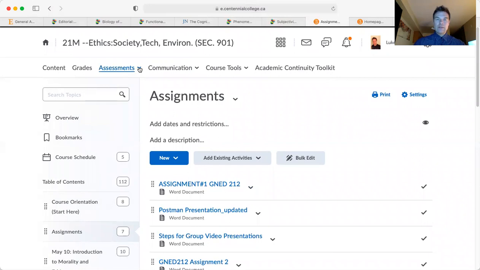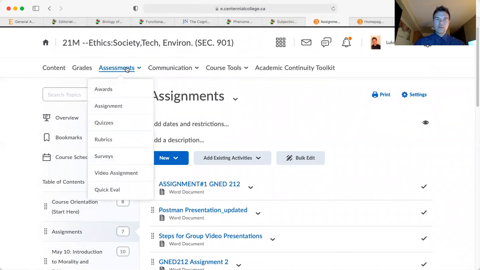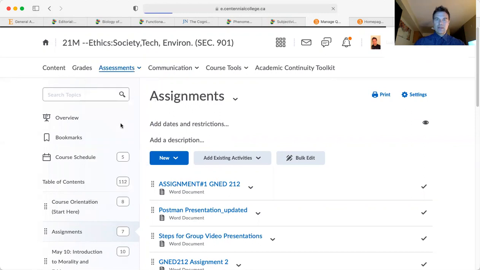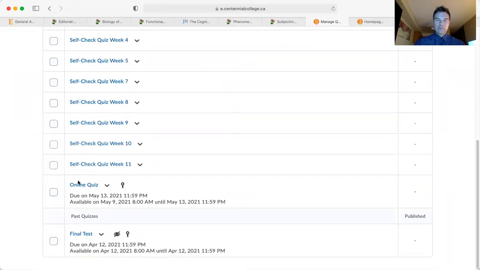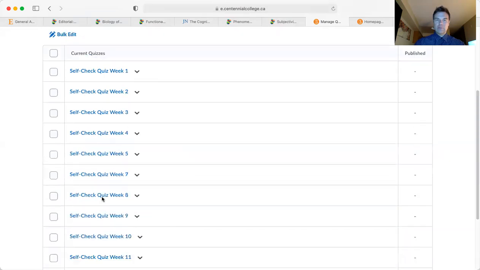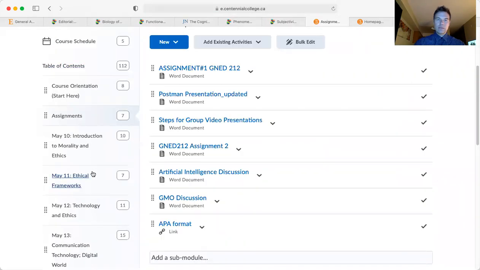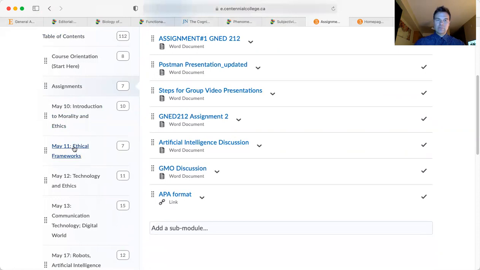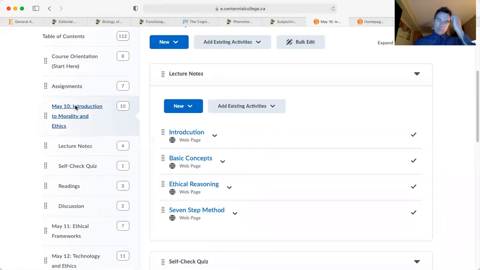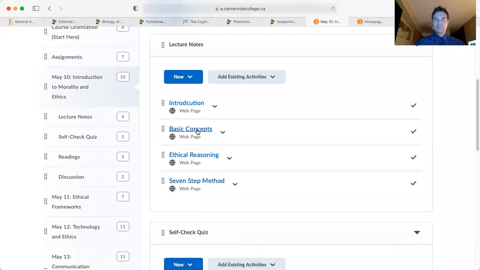But the first thing that is due, the first quiz, you will find under assessments and quizzes. This quiz is called online quiz, and it's based on the first 3 days or 3 lessons of the course, and it's due May 13th. Okay, so that is the first thing that you will do. The quiz is composed of questions about morality and ethical theories. Okay, so here on Monday, you should be going over the basics.